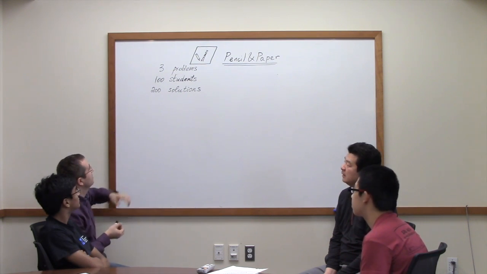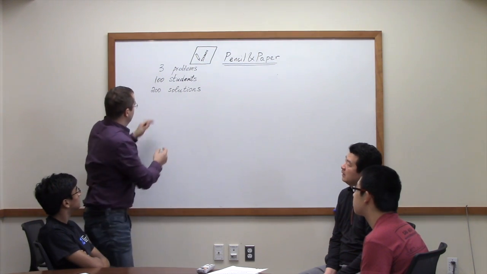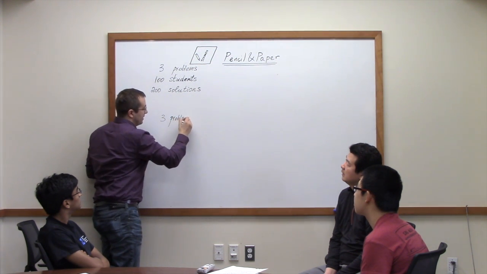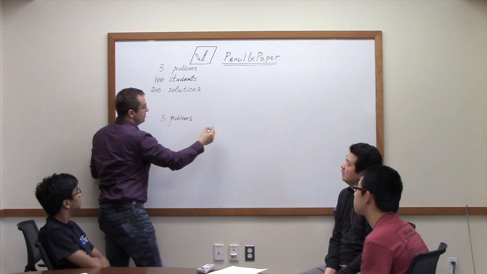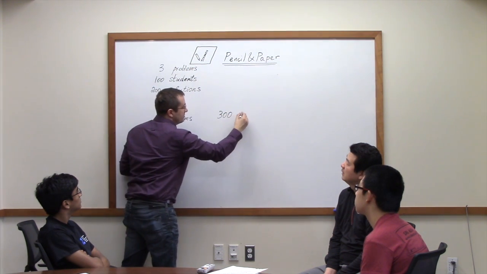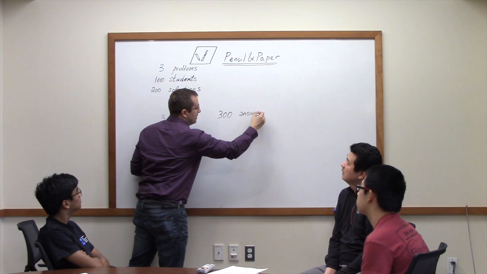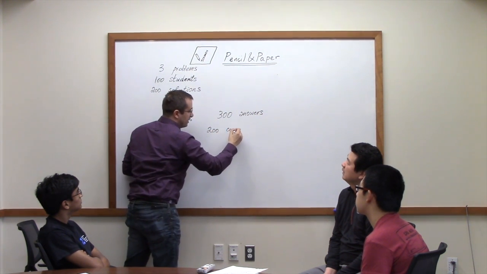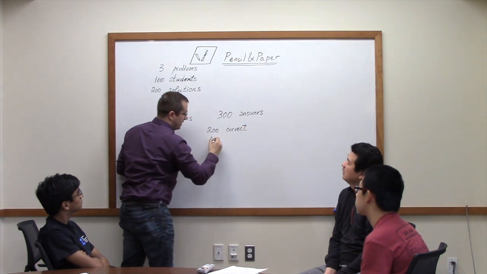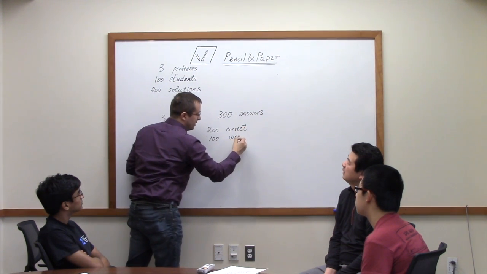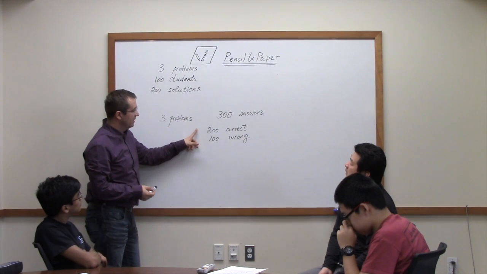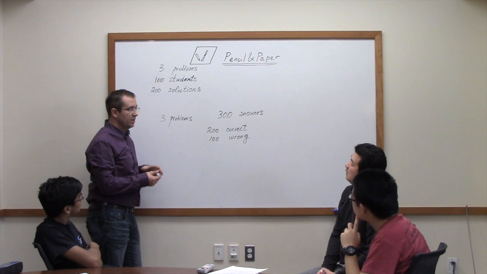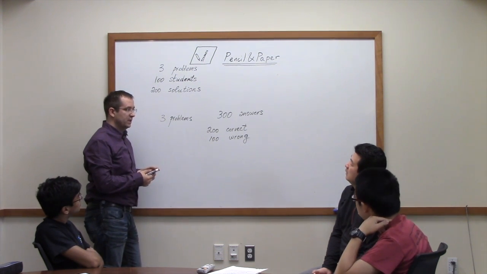I thought about it this way. If there are three problems and 100 students, they submitted 300 answers, right? And 200 were correct, and 100 were wrong, right? So from here, if there were 200 correct solutions, we can say what?